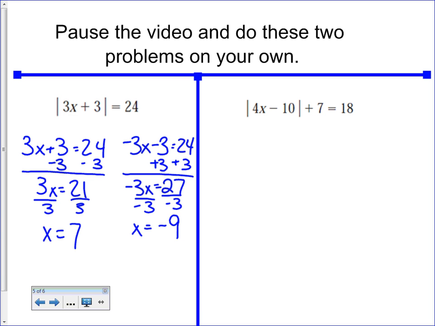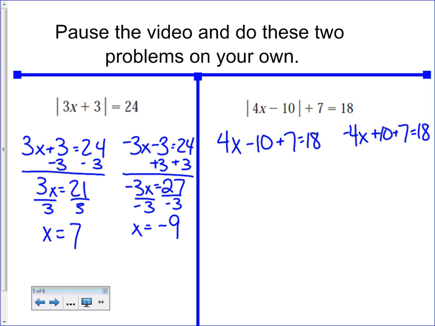Second problem, remember we're going to leave the plus 7 alone, but we're going to change the terms inside the absolute value bars. First one, we're going to leave it alone. 4x minus 10 plus 7 equals 18. And our second one is going to be a negative 4x. Instead of minus 10, it's going to be plus 10 plus 7 equals 18.